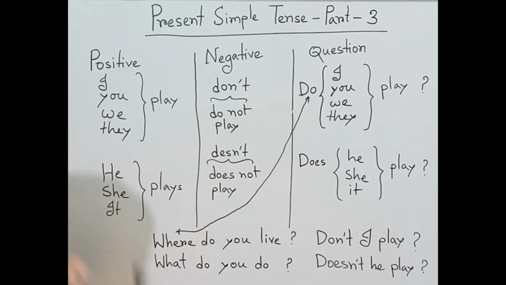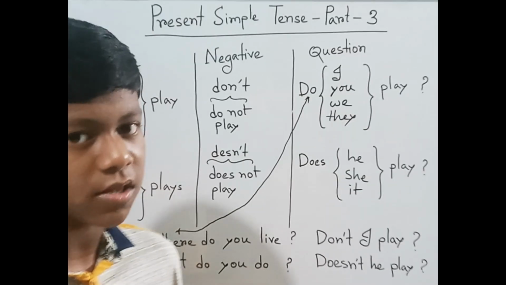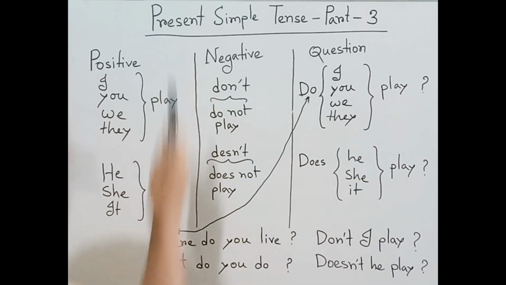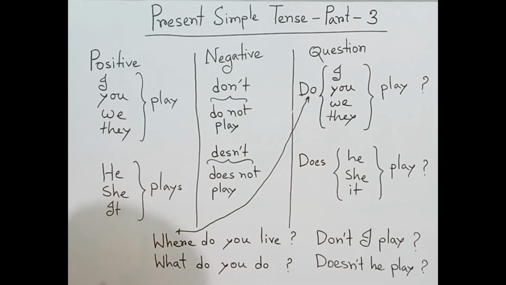If you want, you can make a bigger sentence with this. For example, I play football, we play football, you play football. It's your wish, whatever you want. By this you can make a full sentence. So we have now learned the positive. Positive always indicates the yes answer.